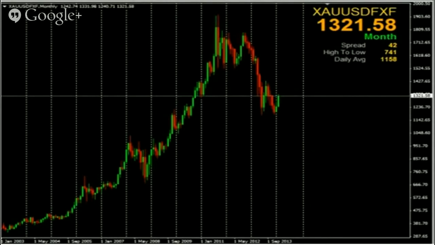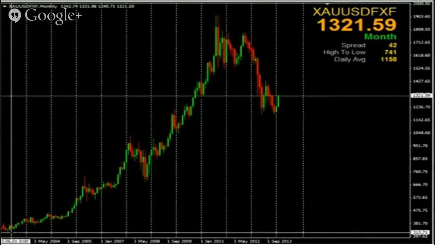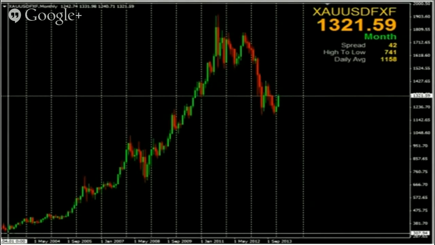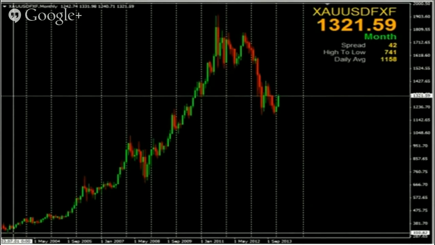so 1 ounce is $1,321.58. Where it says a month, by the way, a month here is actually these little red and green candles. Each candle is a month, and the distance between the white dashed lines is a year. So you can see all the way back to the left, way back in 2003, the price, if you look on the far right at the bottom, is about 310. So in 2003, it was about $310.